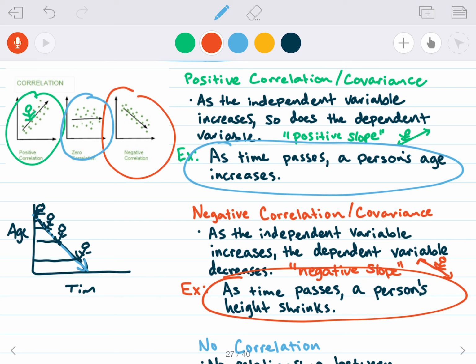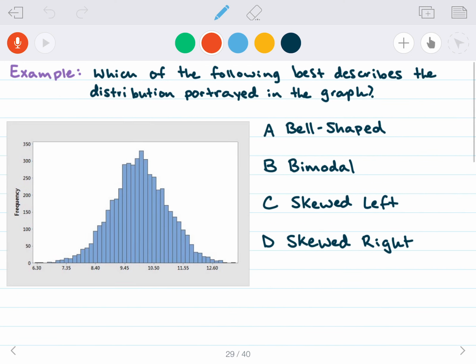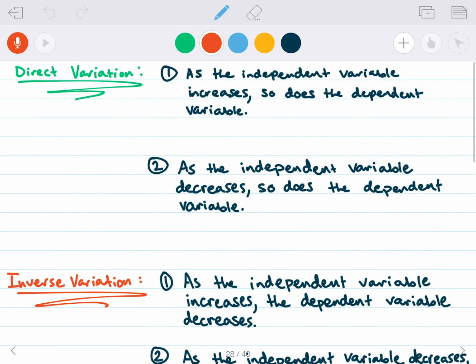Maybe we could compare a person's height to shoe size. Typically, the shorter a person, the smaller the shoe size. That would also be an example of direct variation, because they're both going down. Both variables go down simultaneously. So that is direct variation and inverse variation.